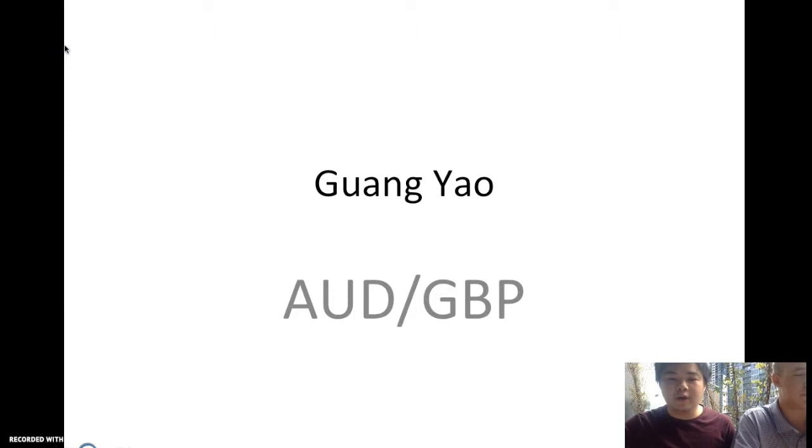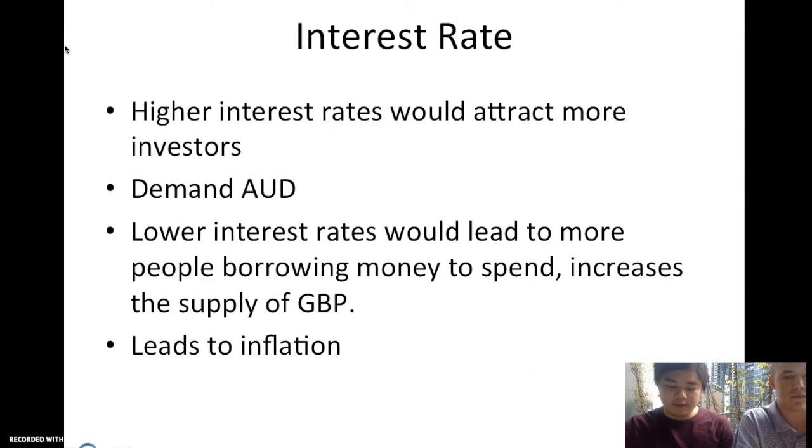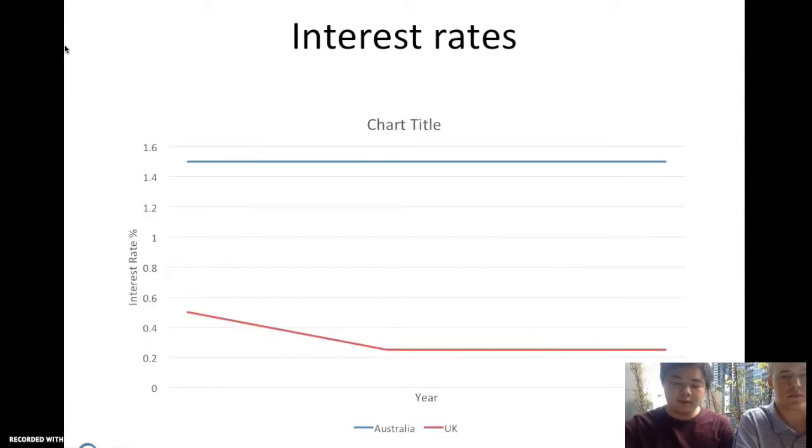We're going to be doing the AUD to GBP and AUD to USD. So the first factor that I used to estimate the foreign exchange between the GBP and the AUD was the interest rate. If you look at the graph, you can see that the Australian interest rate has been holding constant at 1.5% in recent years.